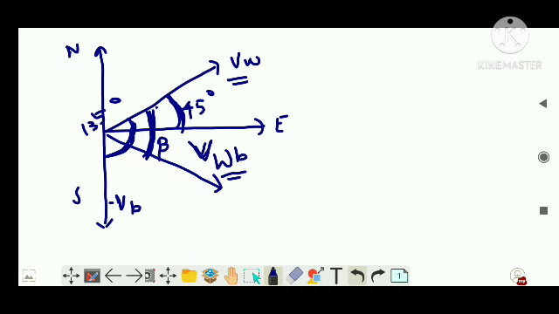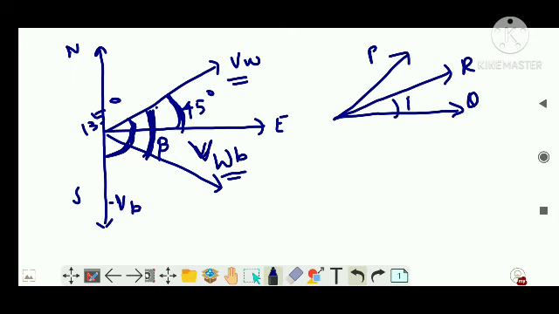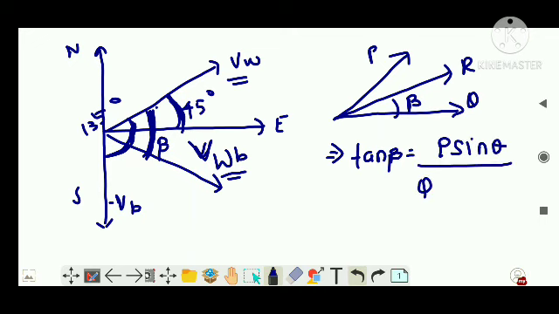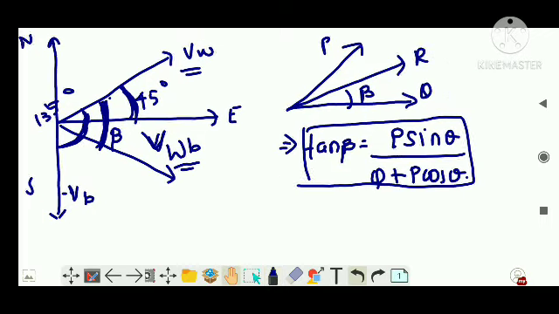Now you have two values, right? So I hope you remember, if there are two vectors like this, P and Q, and there is a resultant like this, right? And the resultant makes an angle beta from here, which means I can write tan beta is equal to P sin theta divided by Q plus P cos theta. There is a formula like this, remember. Clear? And I think I have taken it. If not, please keep that in mind, right?